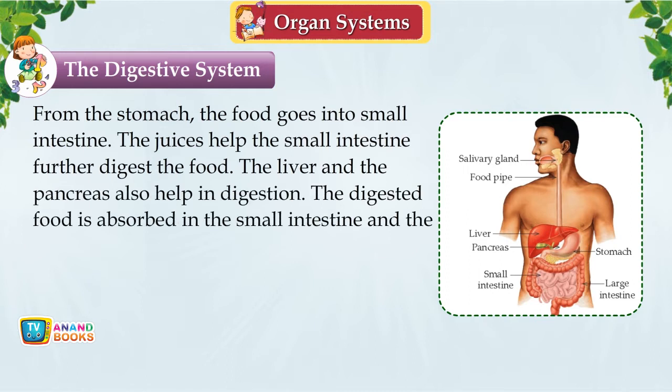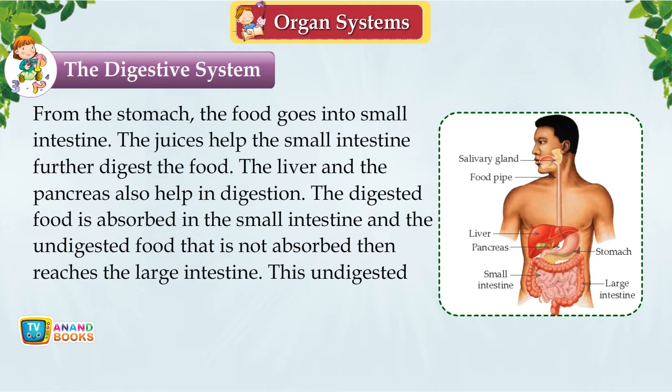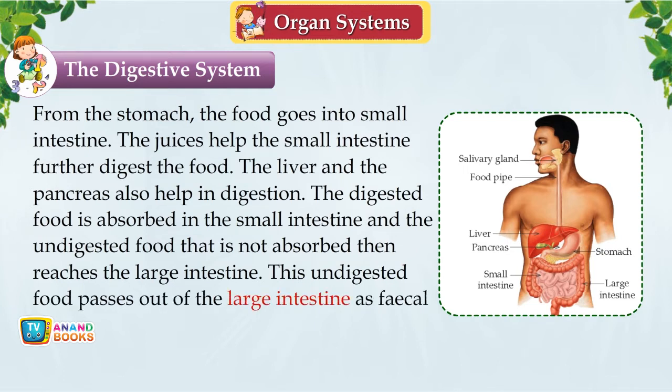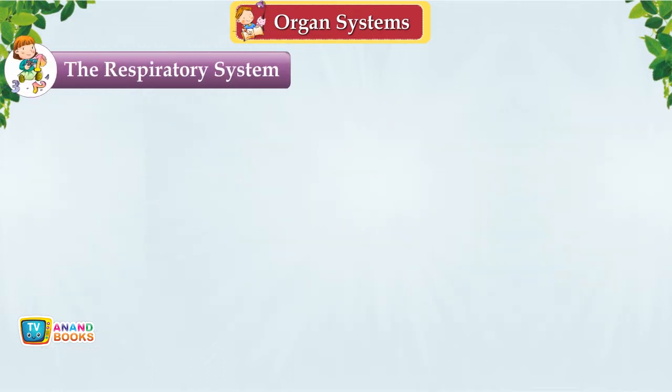The digested food is absorbed in the small intestine, and the undigested food that is not absorbed then reaches the large intestine. This undigested food passes out of the large intestine as fecal matter and is thrown out of the body through the anus. The respiratory system.